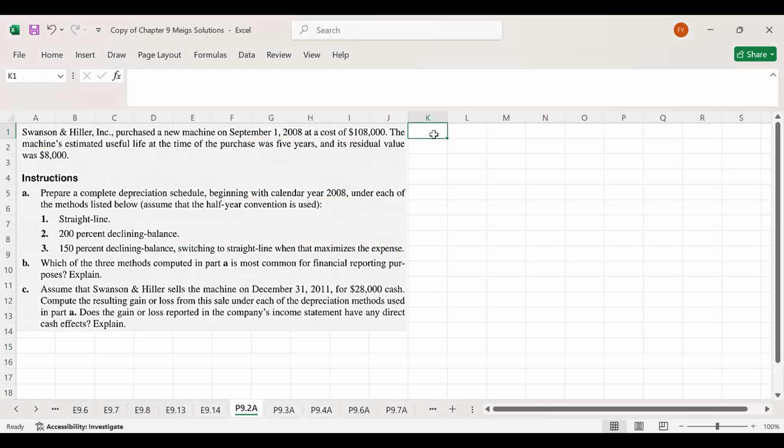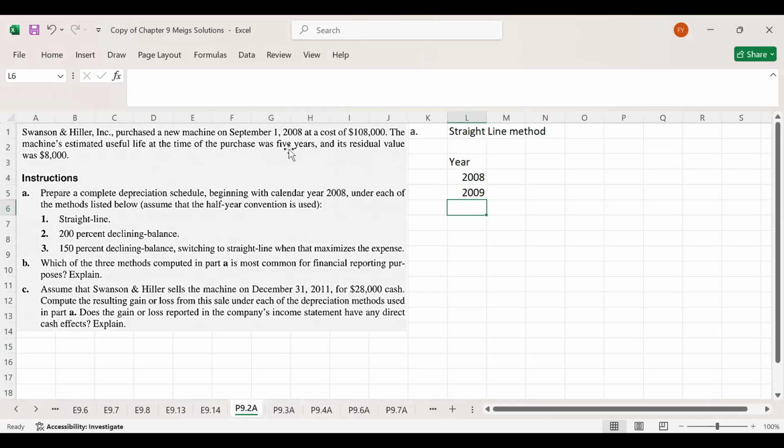So we are calculating depreciation under each of the methods. First requirement is to calculate depreciation. So we have straight line method and year 1, 2, 3, or you can say 2008, 2009. The life is 5 years.